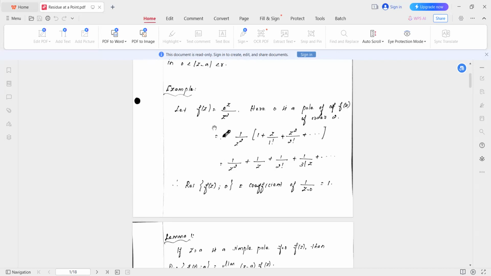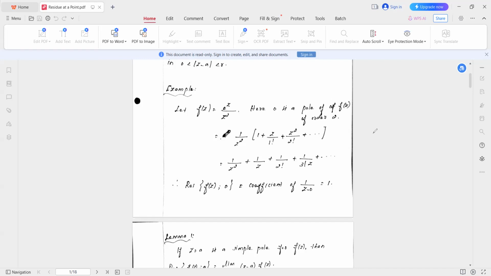Here f of z is equal to e power z by z square. So here we have to find the singular point. What is the singular point here? 0 is the singular point. Suppose here 0 is a singular point of order what? 2.